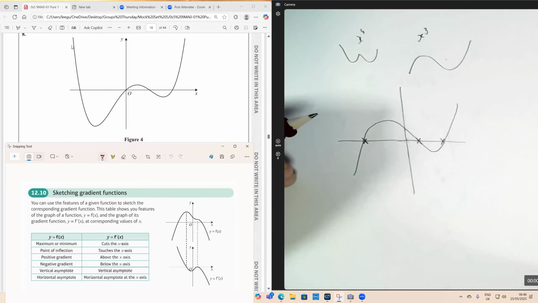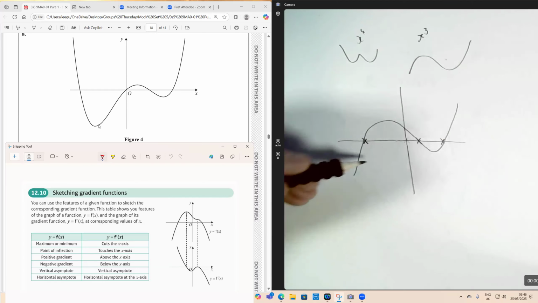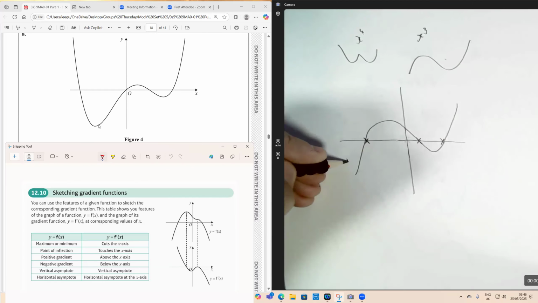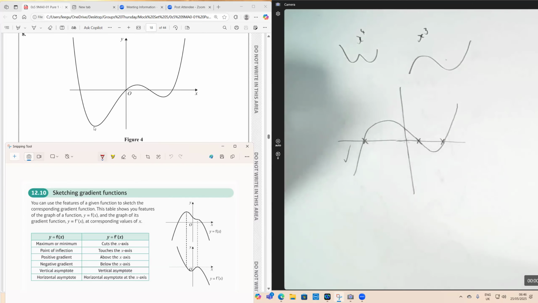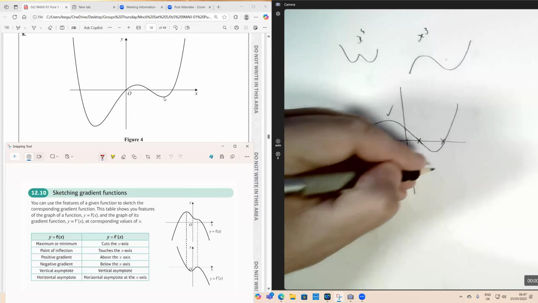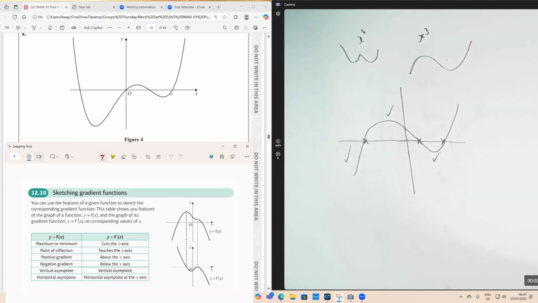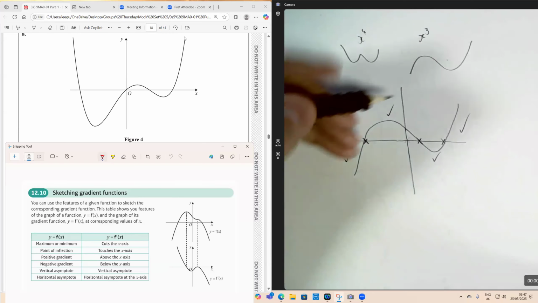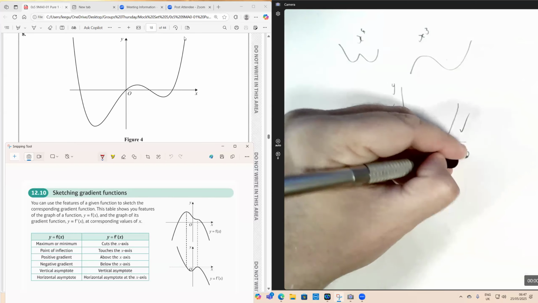We have a negative gradient up until this turning point, and we are below the x-axis, so that is correct. We have a positive gradient between here and here, and we are above the x-axis in that portion. We have a negative gradient from there to there, and we are below the x-axis. And then we have a positive gradient from here to here, and we are above the x-axis. And in this particular case, we don't have any points of inflection. Okay, so that's fine. That's our sketch.